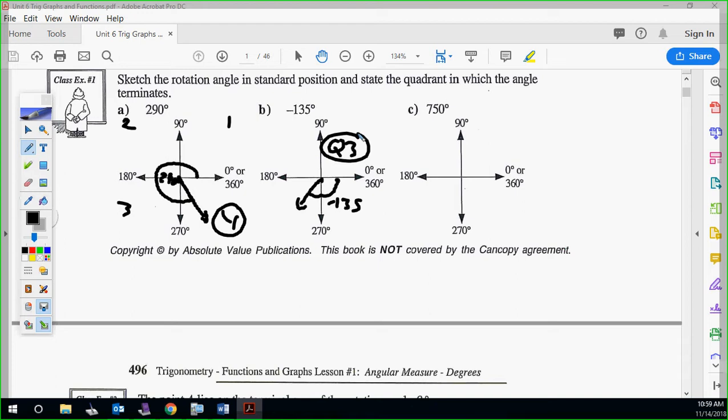750 is just kind of tedious because all you have to do is take out the 360s. We know 360 times 2 is 720, so it's really only 30. It's going to come right there. If you want to draw the circles, that's fine. If you want to go 360, 720, and come around, you can do that too. Everybody okay so far? This one's quadrant 1.